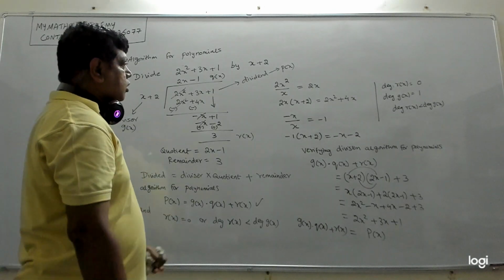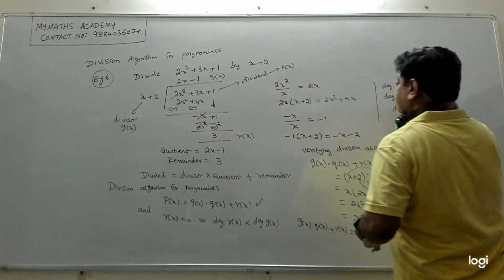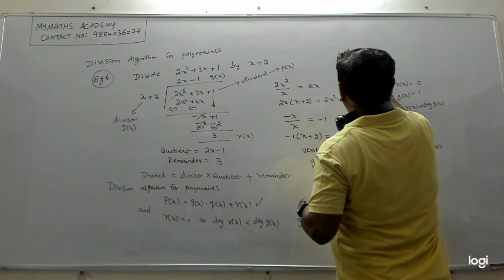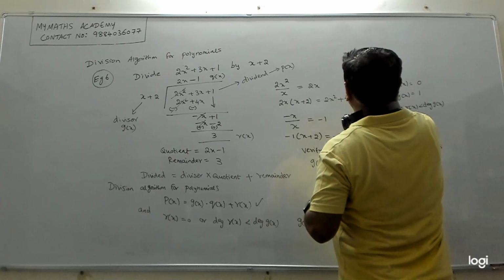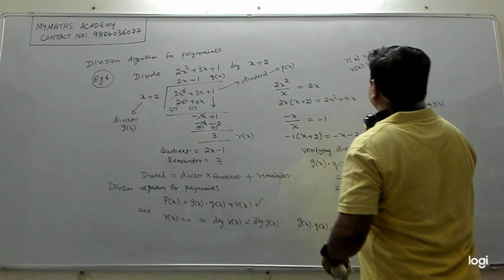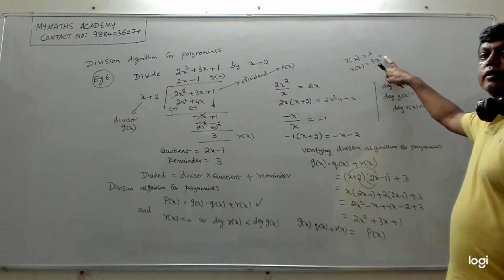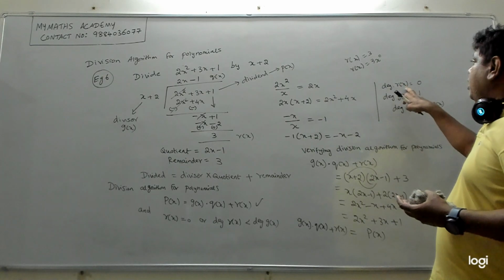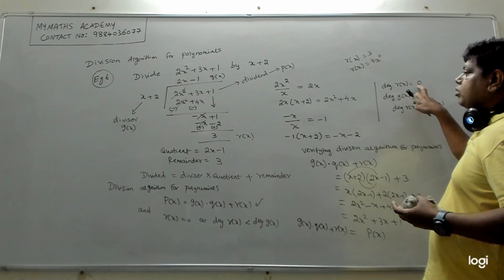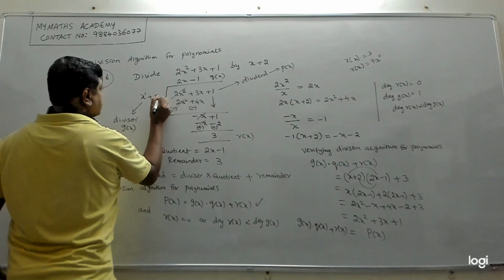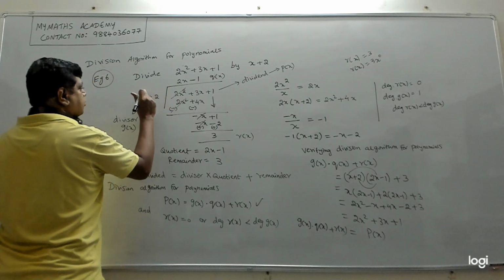Clear? So you may be wondering how the degree of r of x is 0. See, r of x is 3, which can be written as 3 into x power 0. Now what is the power of the variable here? 0. And this is the only term, so this is the highest power. The highest power is called the degree. So the degree is 0. Here it is x power 1, and 2 is 2 into x power 0.